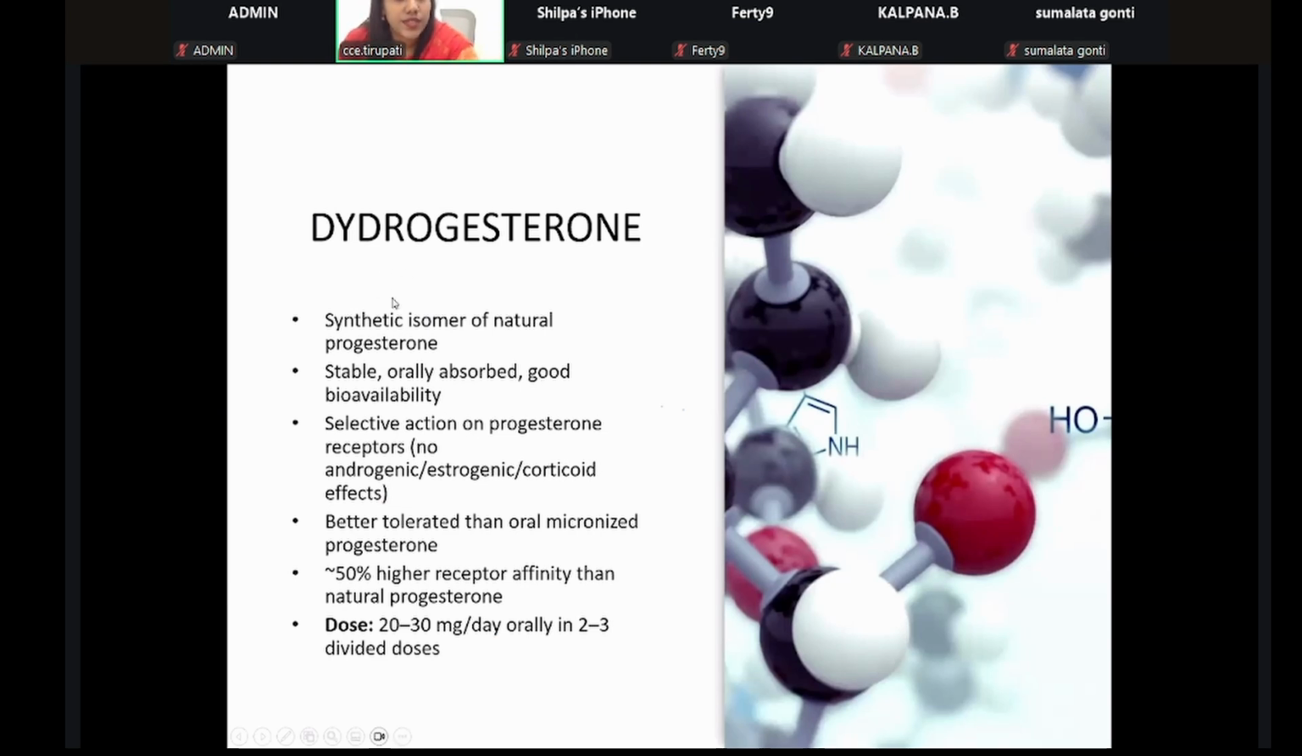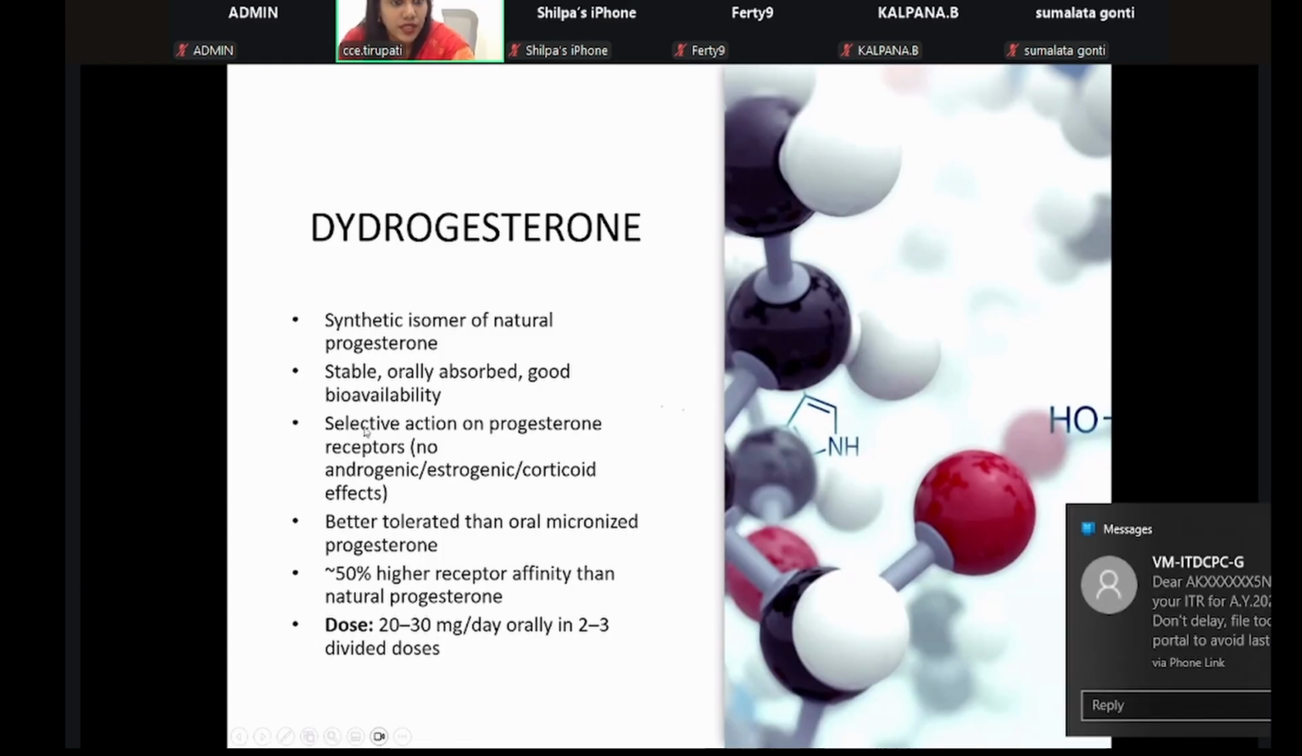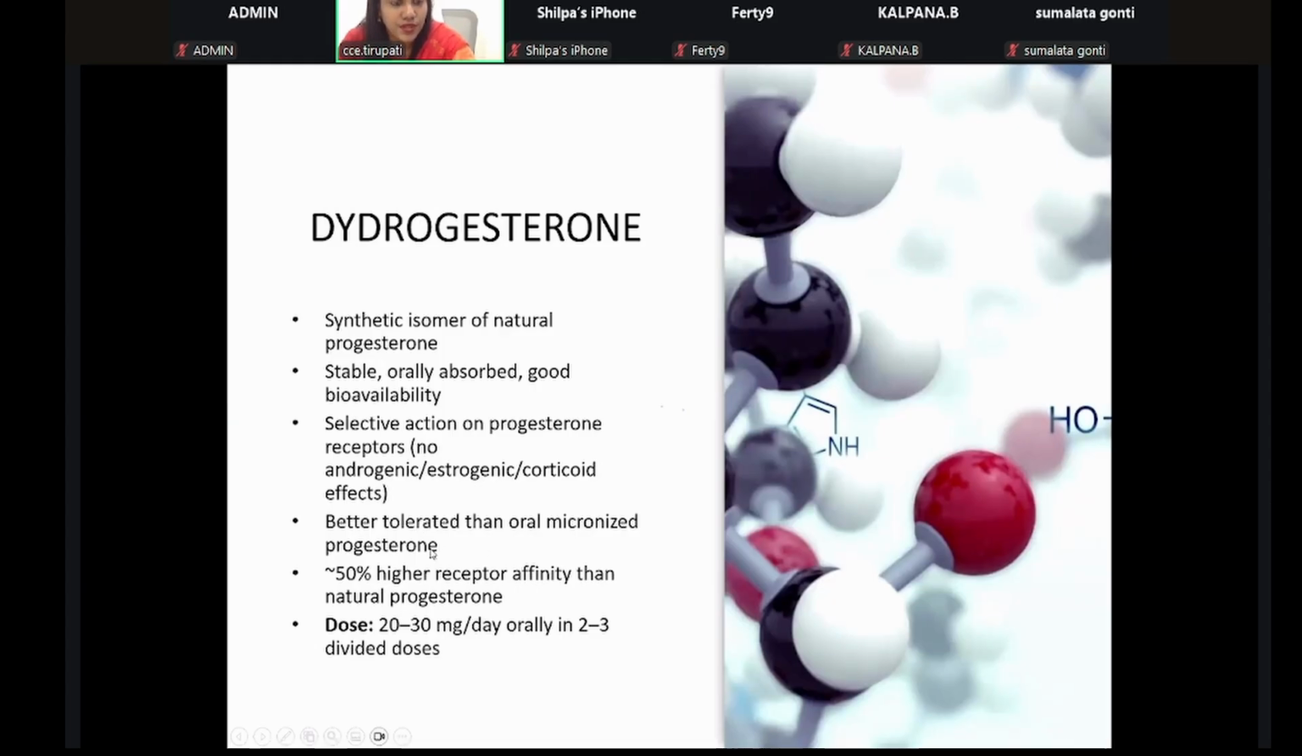So coming to dydrogesterone, it is a synthetic isomer of natural progesterone. It has very good bioavailability orally, and it has selective action on progesterone receptors. It has no androgenic, estrogenic, or corticoid effects, and it is better tolerated than oral micronized progesterone. It has very high receptor affinity also, so dydrogesterone is very effective. We use it for all IUI cycles as well as in IVF cycles also we use dydrogesterone. The dosage is 20 to 30 milligrams per day. We often use TID dose only.